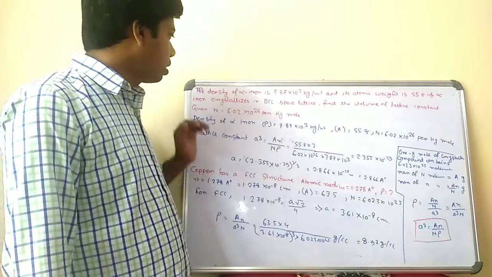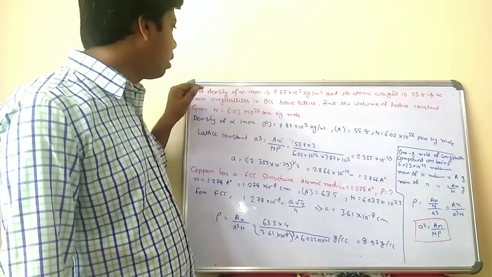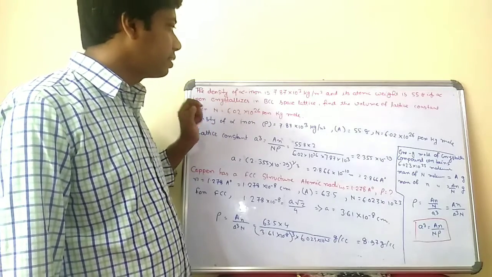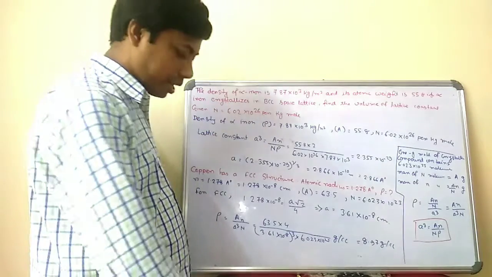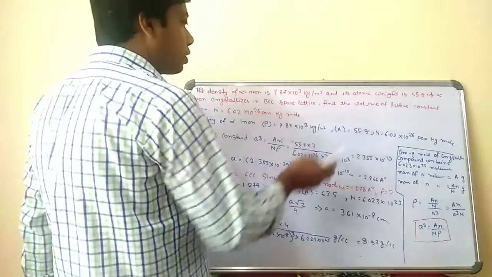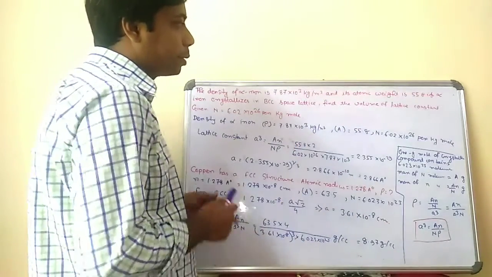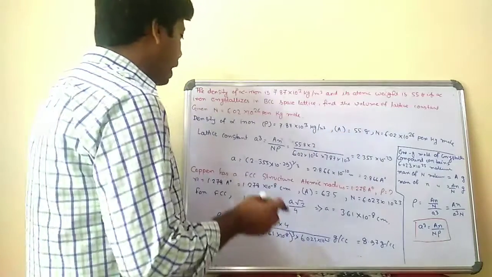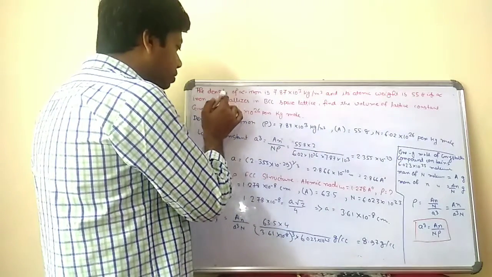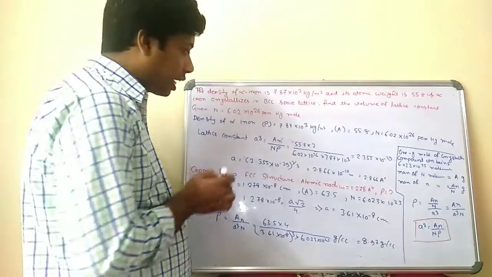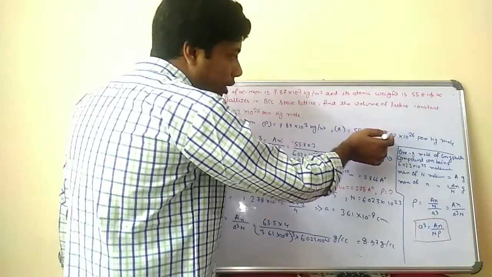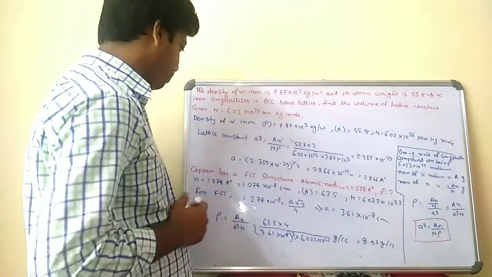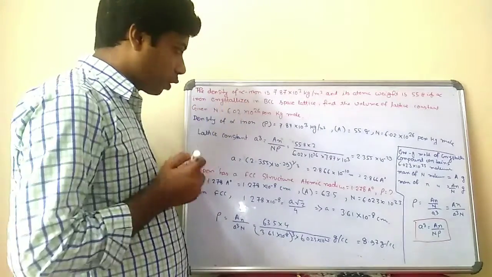Now the value of alpha iron is given: the density is 7.87, its atomic weight, A, is 55.8 for alpha iron, given numerically, and the Avogadro's number, capital N, is also given numerically: 6.02 into 10 to the power 26 per kg mole. So these values are given.